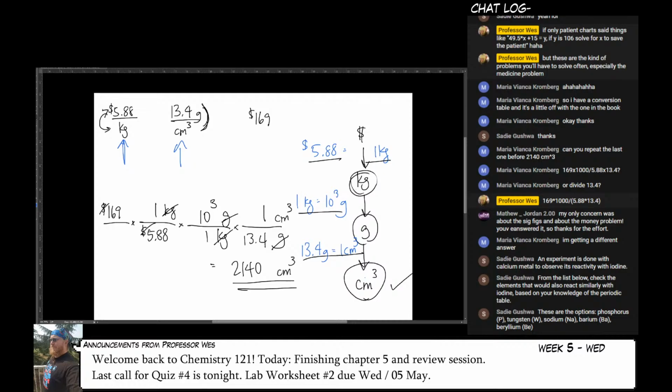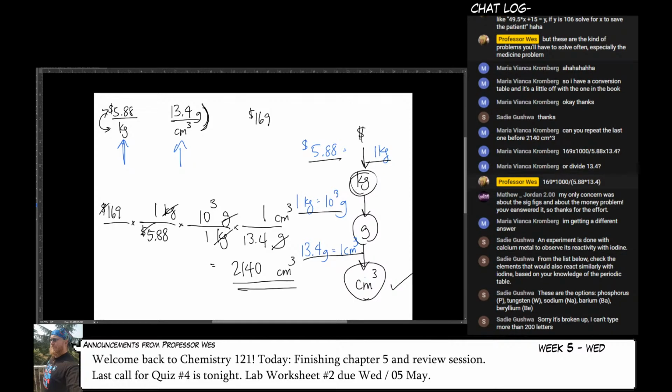While you're doing that, I'll answer Sadie's question here. Check the elements that would react similarly with iodine based on your knowledge of the periodic table. The element that you are reacting is calcium, and you add iodine to it. And so the question is asking, yeah, I know you have a character limit. I also have a character limit too, so I also get to talk.